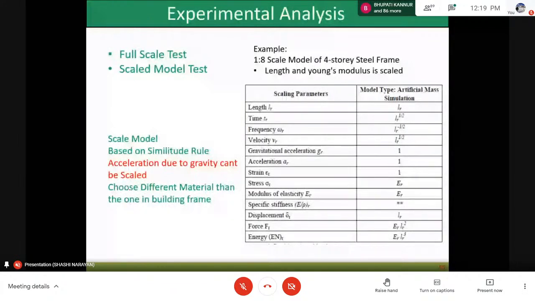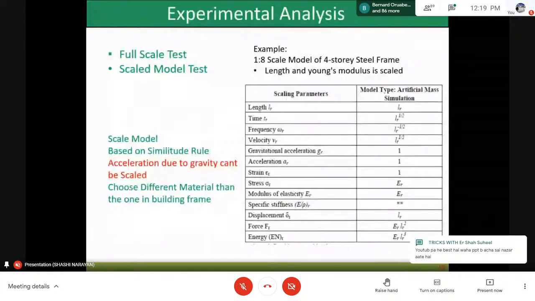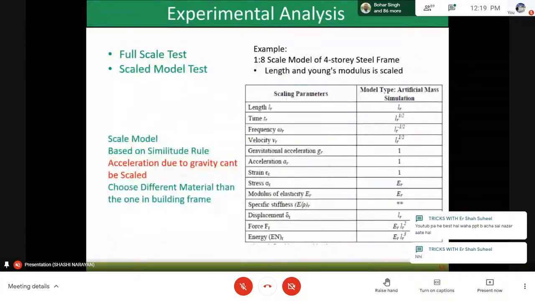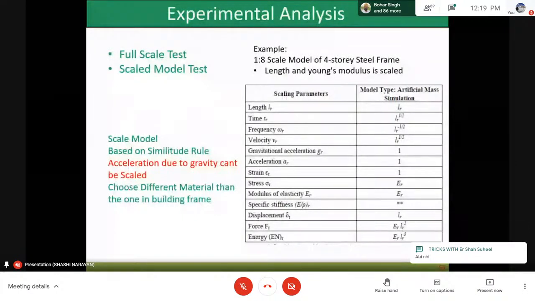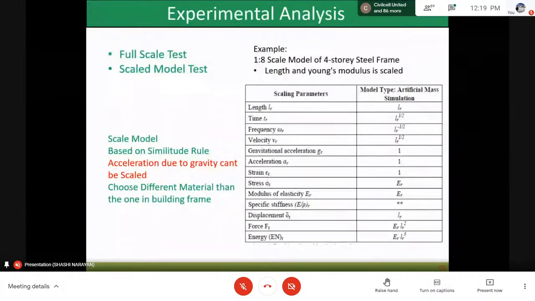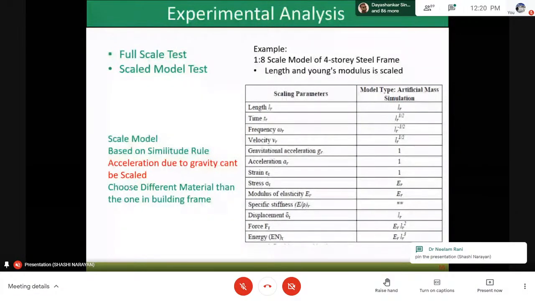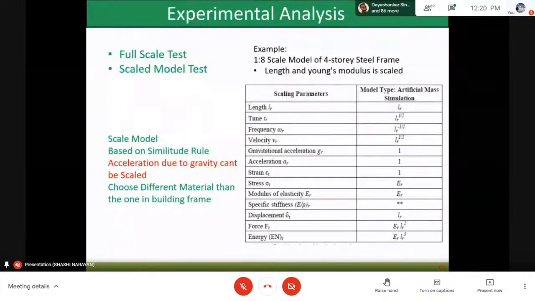If someone has an interest in geotechnical engineering, there people do scaling. In the scale model, they go with the centrifuge, and they try to change the acceleration due to gravity there. But in earthquake engineering, we do not touch the acceleration due to gravity. So one quantity we have already fixed, that is your acceleration due to gravity.